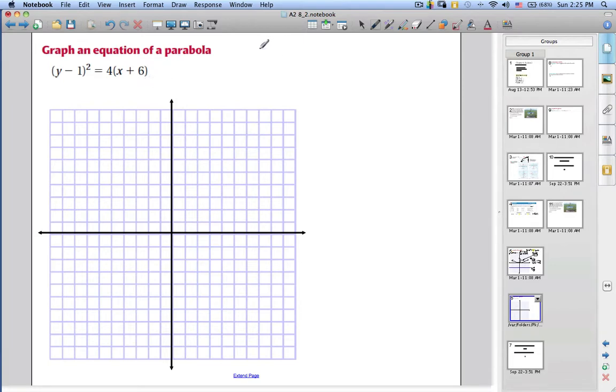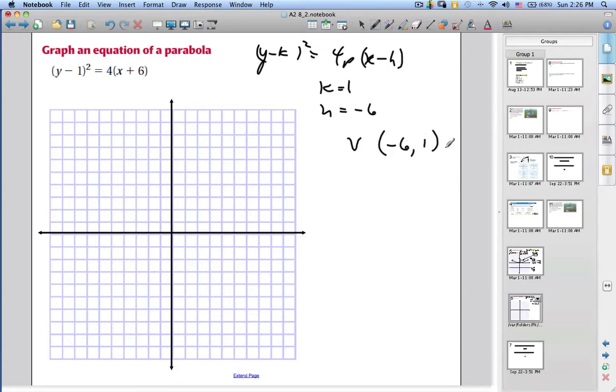I know that I'm working with (y minus k) squared is equal to 4p times (x minus h). This is the formula I'm using. So I know in this case k is equal to 1 and h is equal to negative 6, because this is x minus negative 6. That means that my vertex, this is the first thing I want to find, my vertex is at negative 6, 1. So let's go 1, 2, 3, 4, 5, 6, 1.